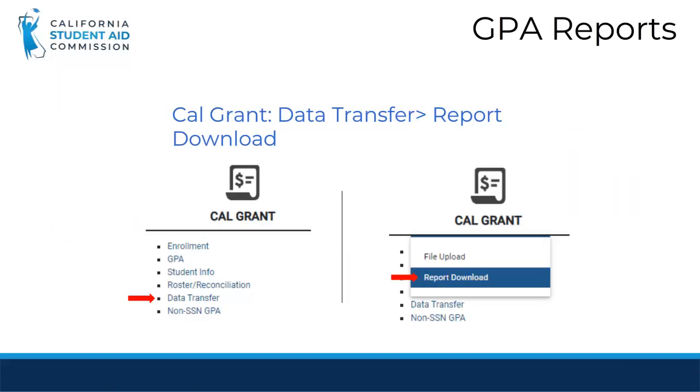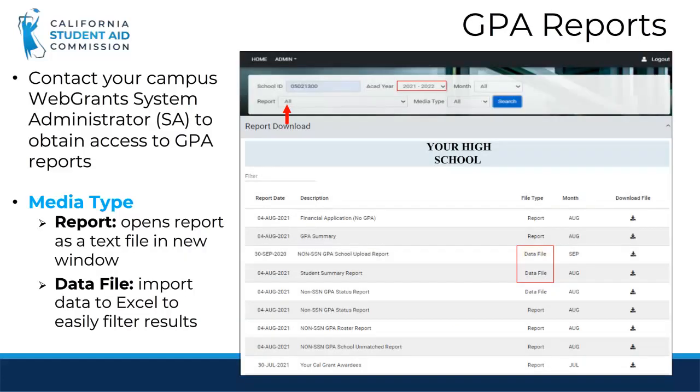After logging into your WebGrants portal, under the Cal Grant menu, you will select Data Transfer and then click on Report Download. When you click Search to see all reports, a list of 8 different GPA reports will display. Many of the reports show duplicate data, so we will just focus on the 4 reports most widely used. If you are seeking out a particular report, you can choose it from the Report drop-down menu and then press Search. If you do not already have access and need to access these reports, please contact your campus WebGrants system administrator. The administrator has expanded access to add new WebGrants user accounts.